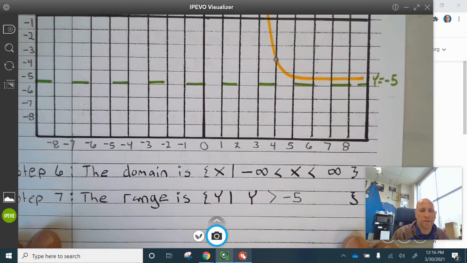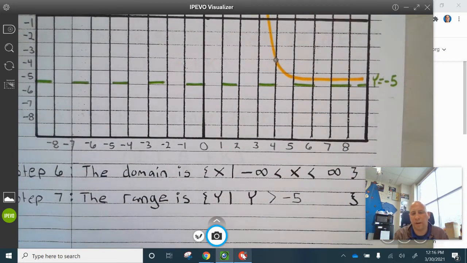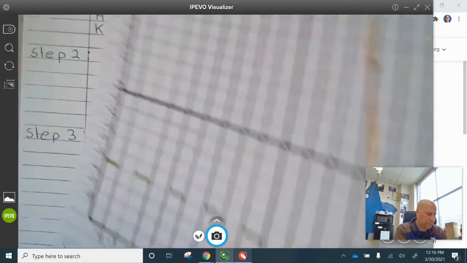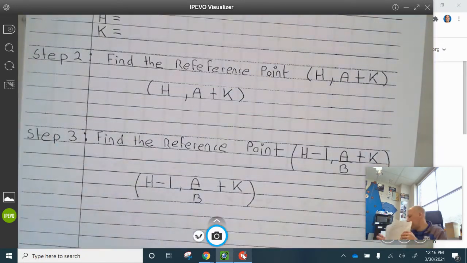All right, step 6, the domain is x such that negative infinity is less than x less than infinity. And step 7, the range is y such that y is greater than negative 5. All right, last example.